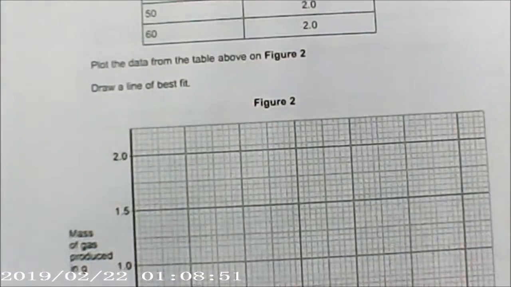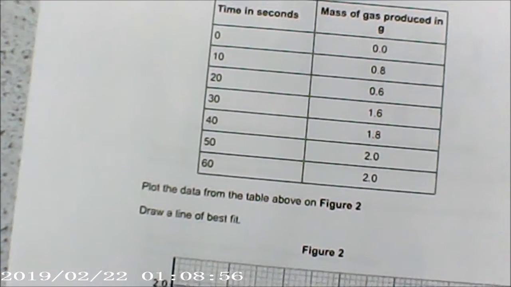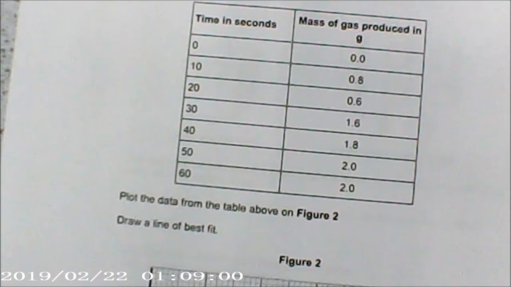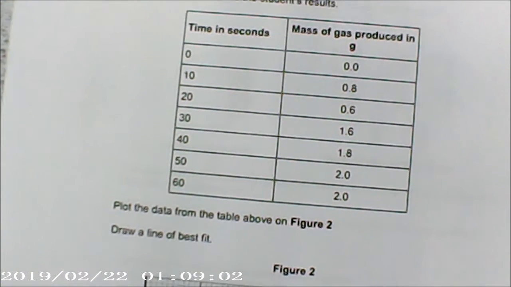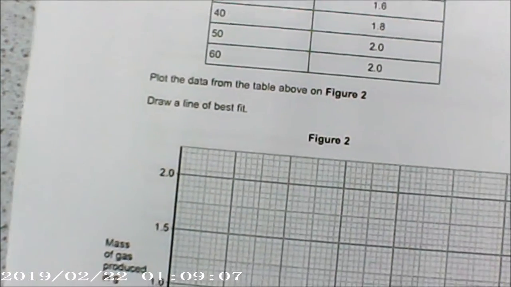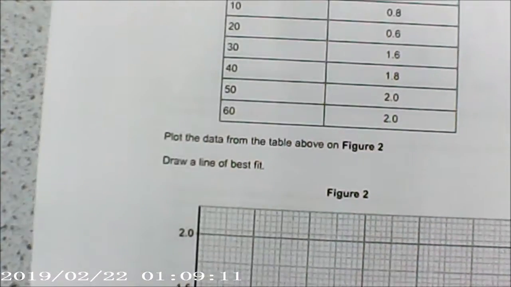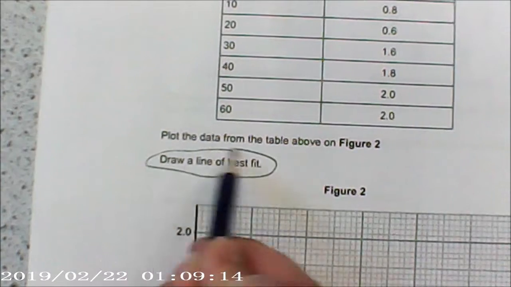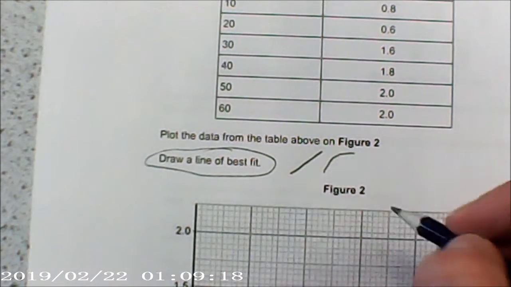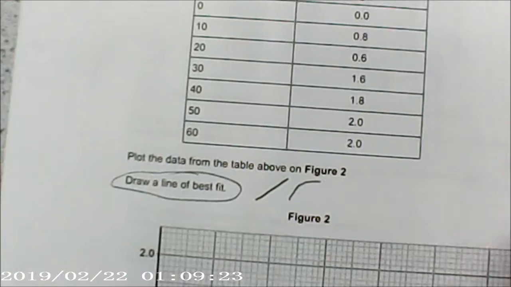Right, next question then. So F, the table below shows the students' results. Plot the data from the table above on figure 2 and draw a line of best fit. Now please make sure, there's so many people that just leave graph questions, but it's actually easy marks. This is worth 3 marks. You're going to get a mark for drawing the line of best fit, and remember that can be either a straight line or a curve in science. And you're going to get 2 marks for getting these in the right place.